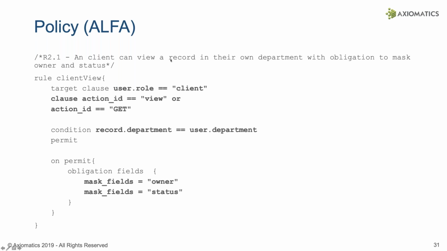A client can view a record in their own department with obligation to mask owner and status. What we're saying here is that if the user's role is client and the action is view or the action is get, it's essentially the same thing, right? One is more targeted towards an API use case here. And the record department is equal to the user department. Then if there's a permit decision there, we're going to return an obligation that returns the mask fields with the value owner and the value status.